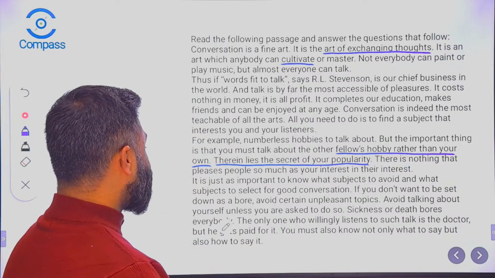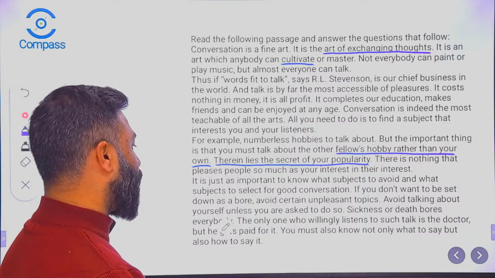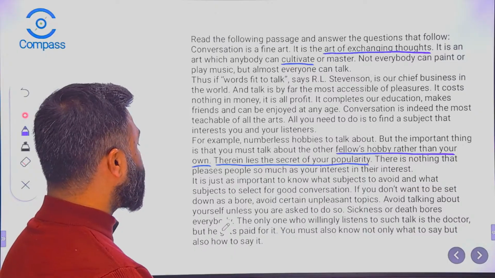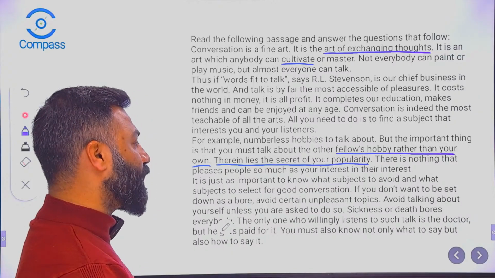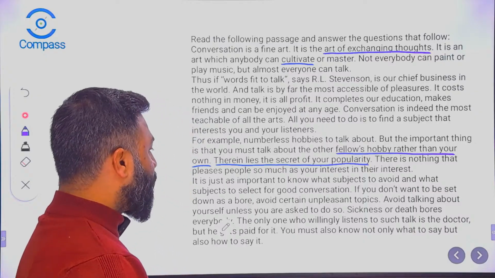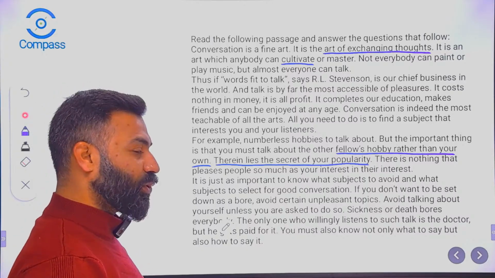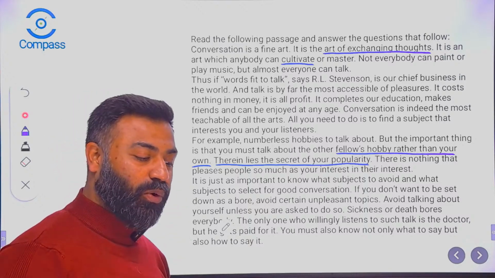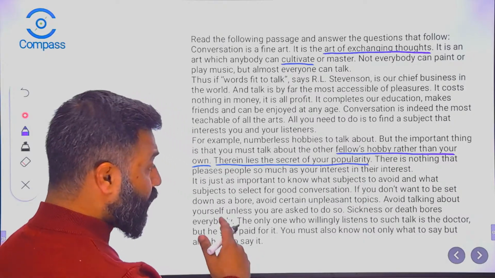It is just as important to know what subjects to avoid and what subjects to select for good conversation. Yeah, you should know the right content for the conversation. If you don't want to be set down as a bore, avoid certain unpleasant topics. Yeah, people should refrain from talking unpleasant topics. Avoid talking about yourself unless you are asked to do so. So don't push yourself in the conversation. Don't highlight yourself. Don't be the center of attraction when you are conversing with someone. This is what he's talking about.